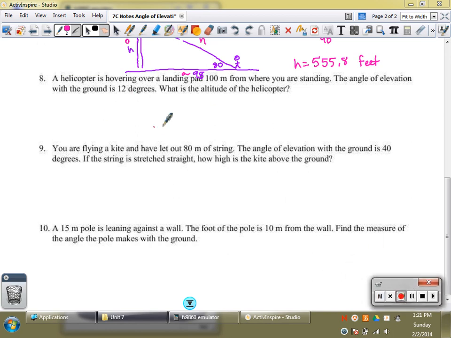A helicopter is hovering 100. Let's start over. Reading sometimes is hard. Let me take a little. I got a nice cup of tea here. It's good tea. All right, the helicopter is up. Shh, the kids are learning.